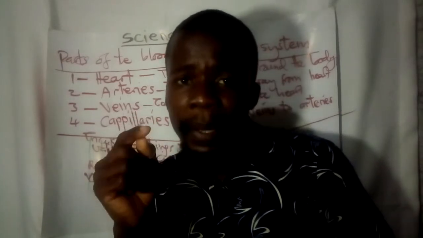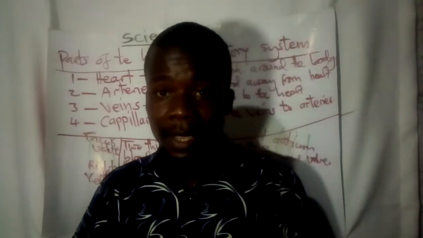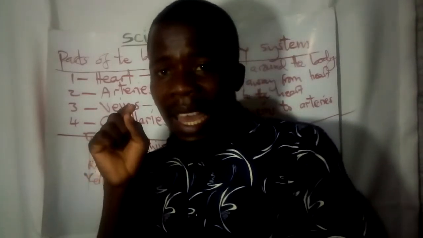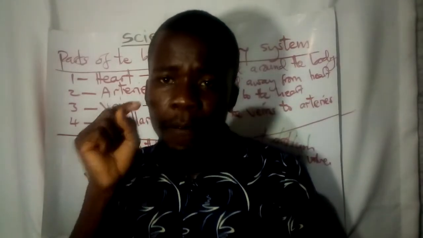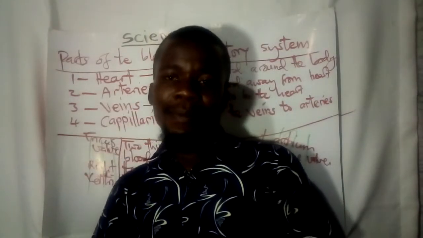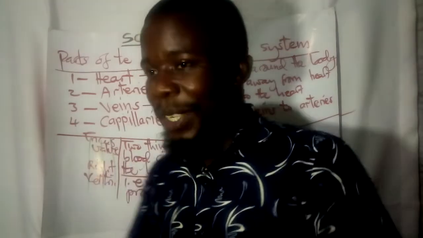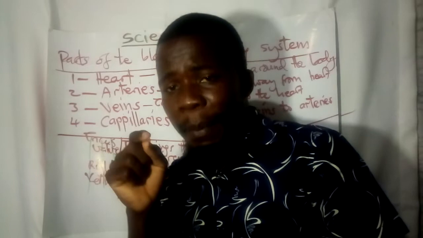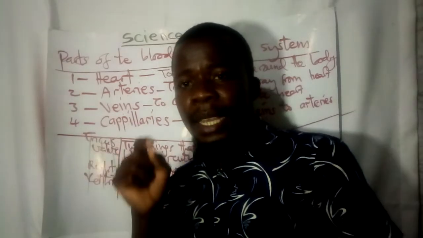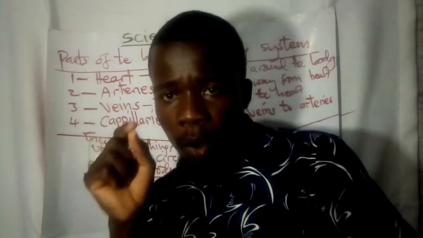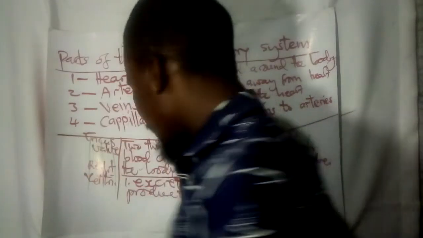Another thing that happens as blood circulates around the body is the diffusion of digested food products. You'll remember this during exams, I know. So another thing that happens as blood circulates around the body is the diffusion of digested food products.